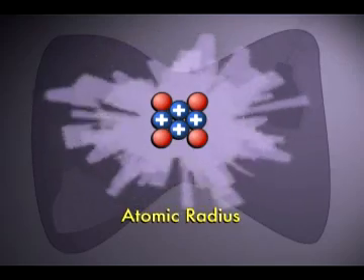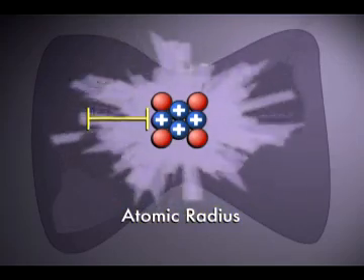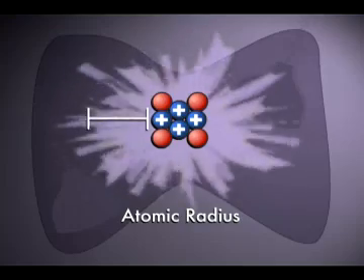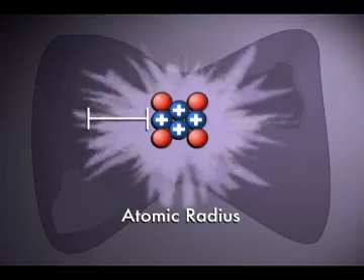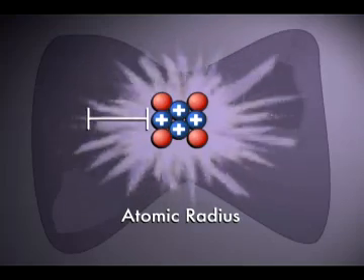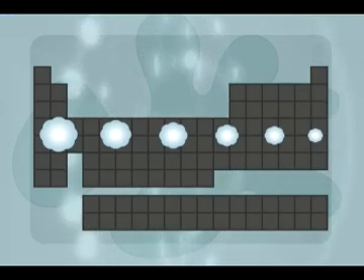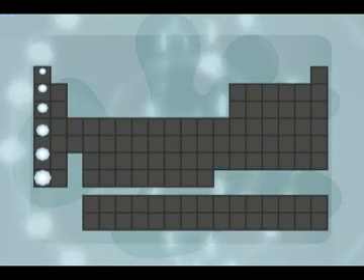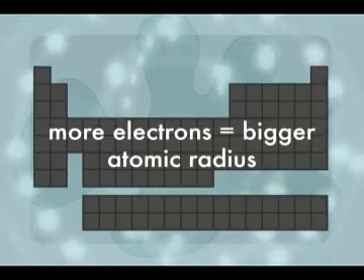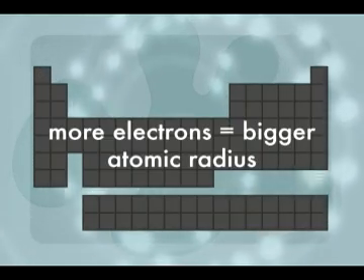But what about the whole atom? Atomic radius is the distance from the nucleus to the outer edge of the electron cloud. It's hard to measure exactly because the electron cloud isn't well defined. Scientists agree to use their best estimate of the size of the electron cloud. Atomic radius decreases from left to right on the periodic table and from bottom to top within each group. Just remember, the more electrons there are, the bigger the atomic radius.